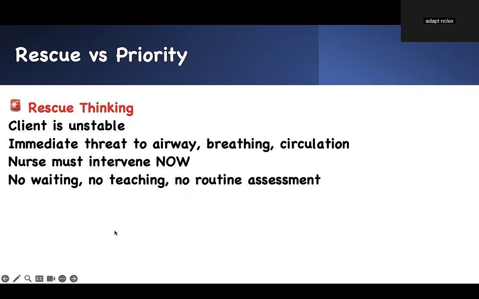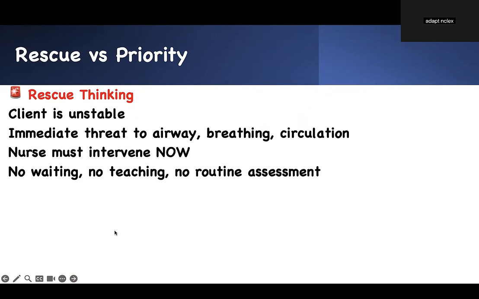Now, this is the thing. If you've seen the 2026 test plan, this is what everybody's talking about. But look, it's already there. NCLEX has been doing that in prioritization. You just put a name to it again. You've been doing it, so don't freak out. It's already there. There's two types of prioritization. There's rescue thinking and there's prioritization thinking, which we've done, but I do not want to use it. I just want to wait until we get here.